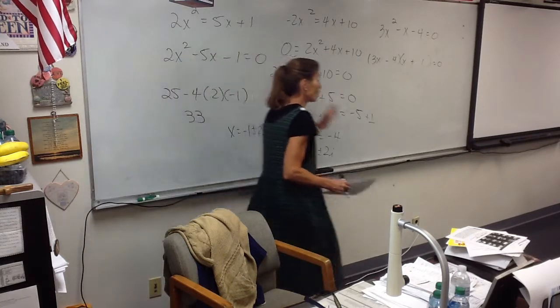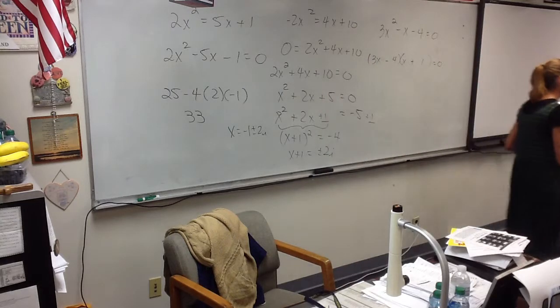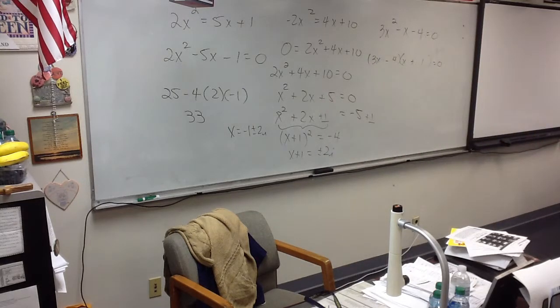If I had done the quadratic formula on that problem, my discriminant would have come out to be negative. How do I know that? Because my roots were imaginary, right? All right, anything else on the quiz or the practice sheet?